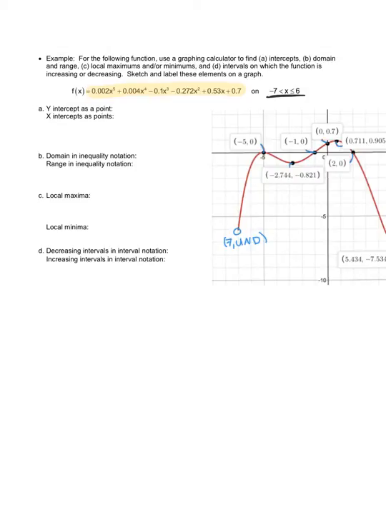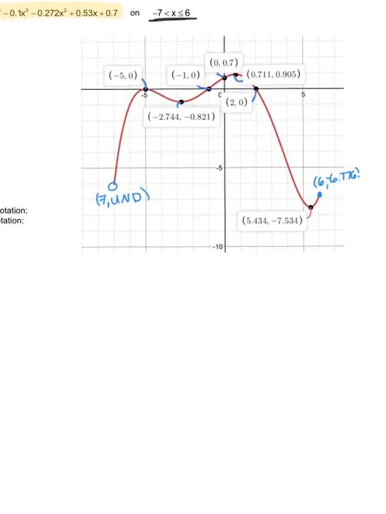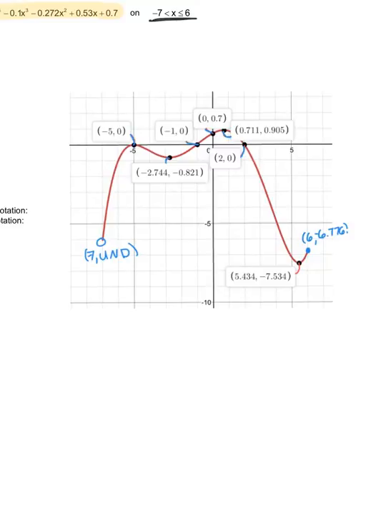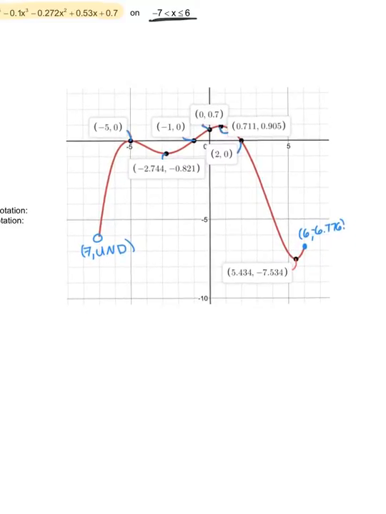Now, the picture that I have over here, I graphed mine on Desmos. This is a picture of the graph with that restriction of the -7 and the 6 applied to it.